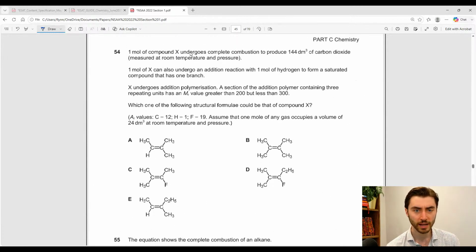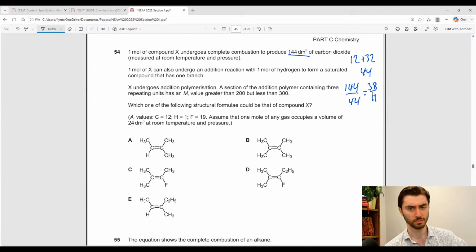Here, 1 mole of compound X undergoes complete combustion to produce that much carbon dioxide. Carbon dioxide, C. No, we can do this. So it's carbon dioxide, so it's 12 plus 32 is 44. Decimeters cubed for 1 mole. Let's divide by 4. 38 over 11. I don't like that. Hold on a minute.